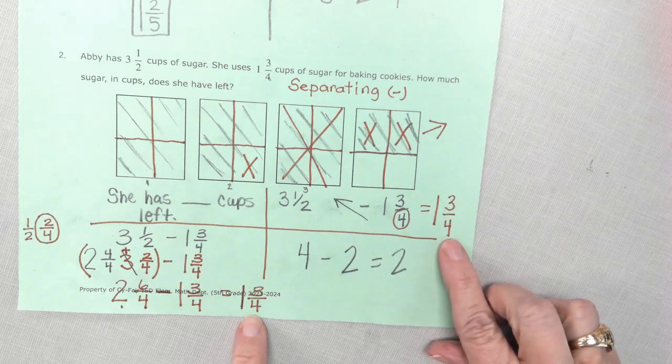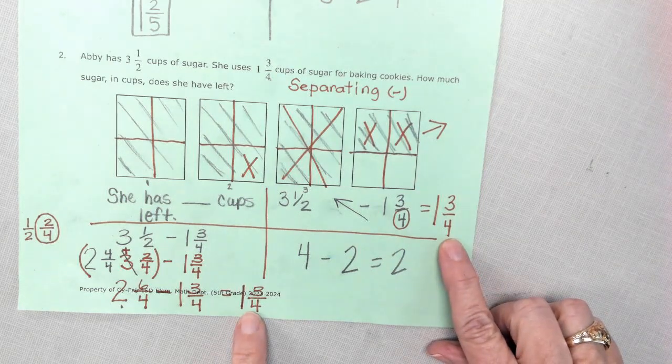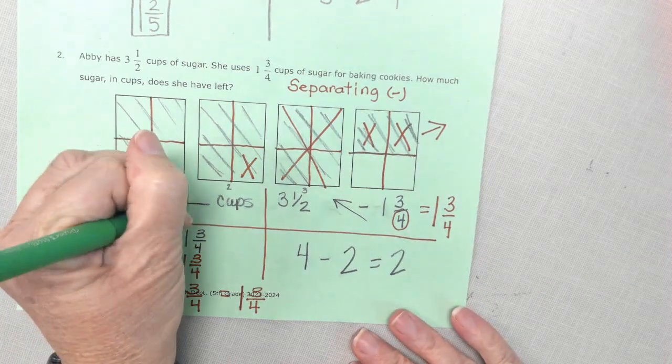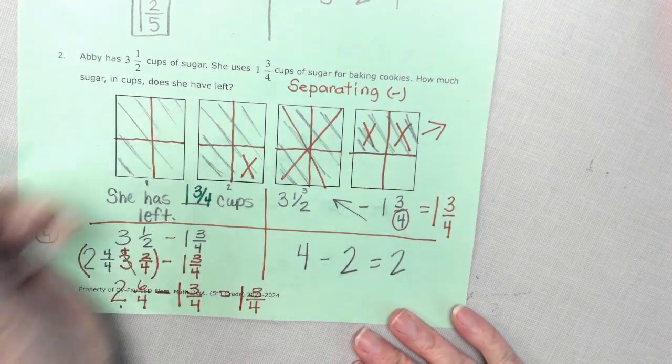3 fourths is what I got from my picture, and that's what I'm getting here. And so what is it that we have left over? We have 1 and 3/4 cups of sugar left.